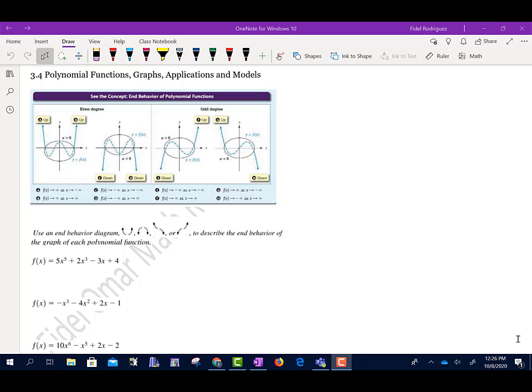Section 3.4 talks about polynomial functions, graphs, applications, and models. One of the first things we're going to talk about today is the concept of the end behavior of a polynomial function. What we have here is when the degree is even. What do I mean by that? Remember, the degree of the polynomial is going to be the power. So that means that the degree is going to be even.